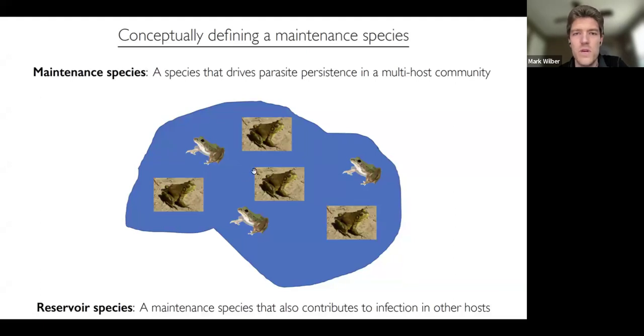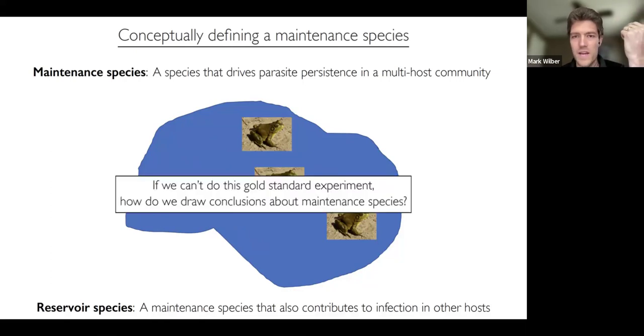Say we have a host community where we have bullfrogs and leopard frogs, and I make this claim that bullfrogs are a maintenance species for BD. What does that actually mean? What that means is that I'm invoking this implicit removal experiment that says that if I remove leopard frogs, bullfrogs on their own could maintain this pathogen in the community, all right? And so the gold standard piece of evidence for identifying a maintenance species is this type of removal experiment. But of course, in most wildlife systems, that's either logistically impossible to do or just ethically impossible to do. And so we can't really do that.